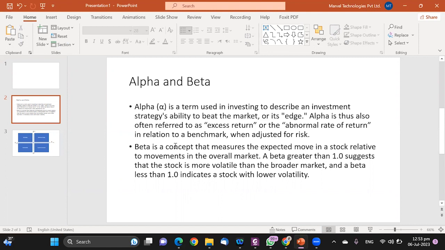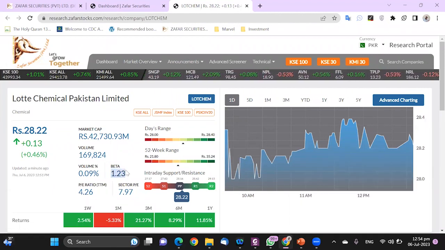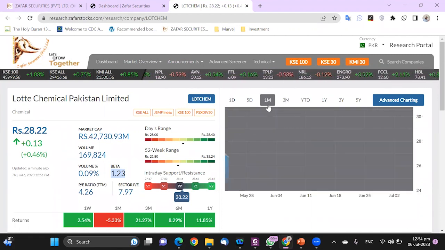Okay. So these are the definitions of alpha and beta. Alpha is simply the parameter to check in reference to the market whether the stock is beating the market or not. Beta is the parameter that gives you the volatility, how volatile the stock is. So how can you find it? Let's get back there. Beta, you can find it here. This is 1.23. If the beta is more than 1, it means it is more volatile than the stock market. If the stock market goes up, it will go up more. If the stock market is going down, it will go down more.